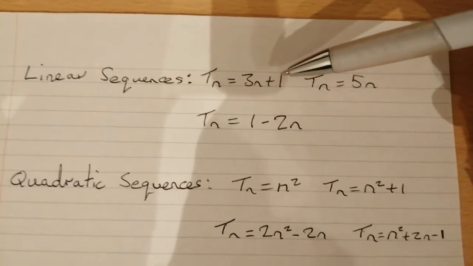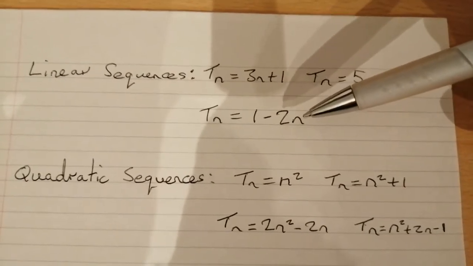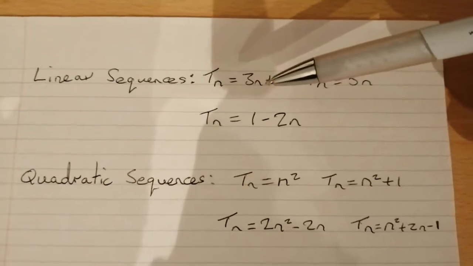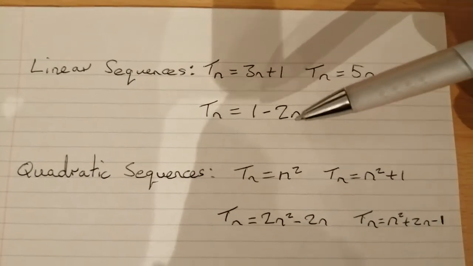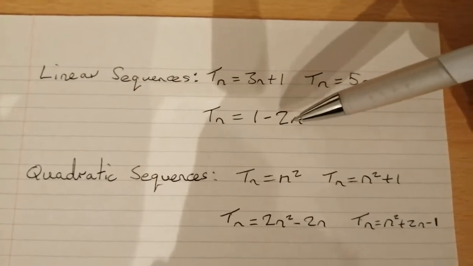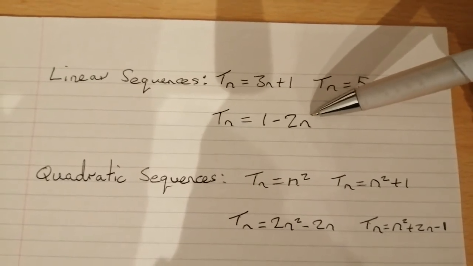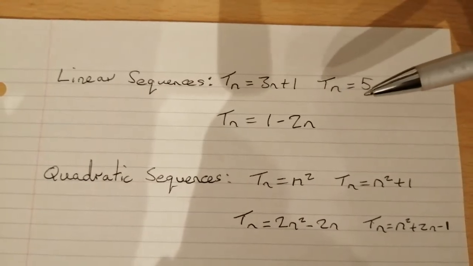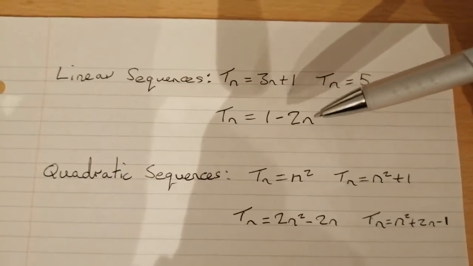Tn equal to 3n plus 1, Tn equal to 5n, Tn equal to 1 minus 2n. So you might notice what they have in common, and what allows you to say straight away that those are linear sequences is that they all have to have an n part on this side, okay? And the n part, the highest power has to be the power of 1. So we can't have an n squared in here, or it'll no longer be linear. We can't have an n cubed, an n to the power of 4. The highest power has to be n to the power of 1.